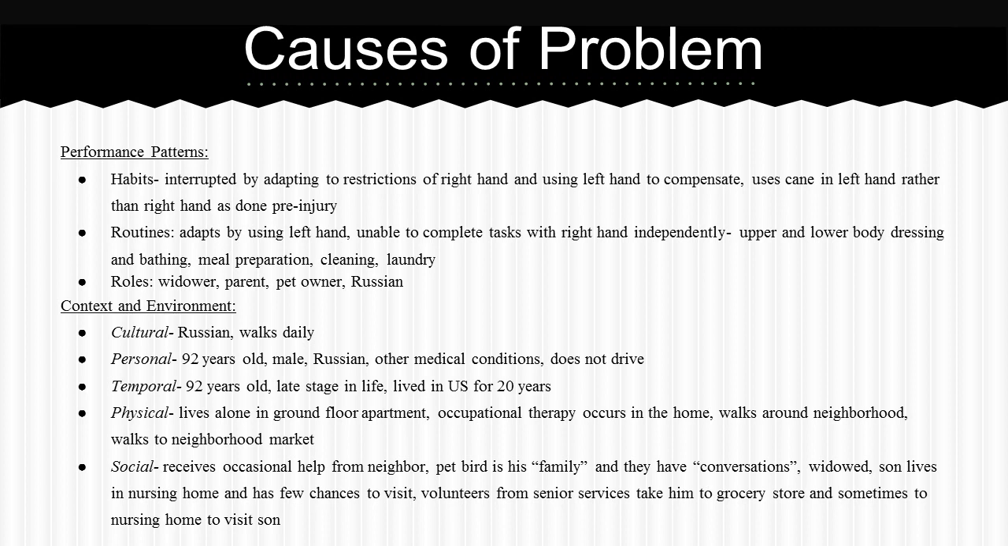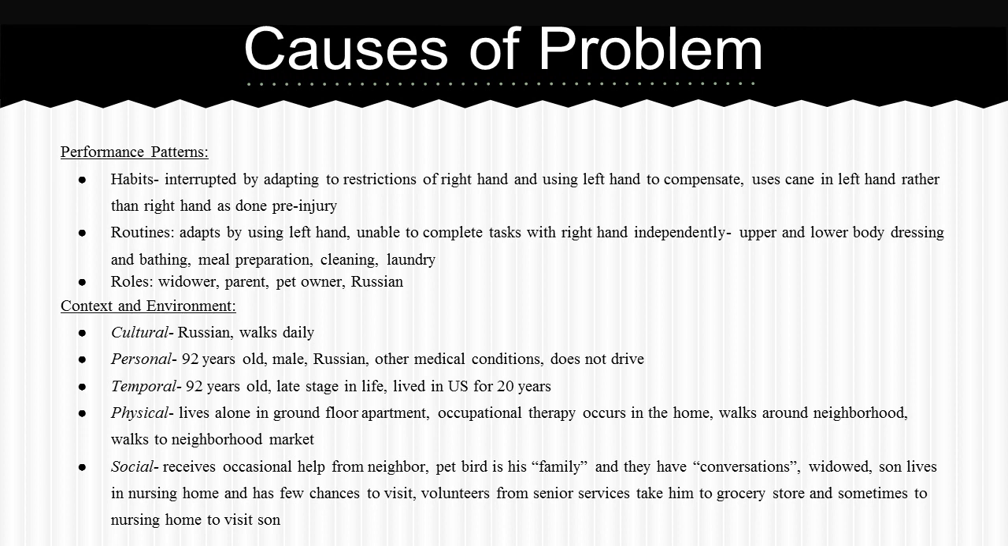Context and environment. His cultural context is his Russian heritage and that he walks daily. Personal: he is a 92-year-old male, Russian, has other medical conditions previously discussed, and he does not drive. Temporal context. He is in a late stage in life and has lived in the U.S. for 20 years. Physical. He lives alone on a ground floor apartment. Occupational therapy occurs in this home. He takes walks around his neighborhood and he walks to the neighborhood market.